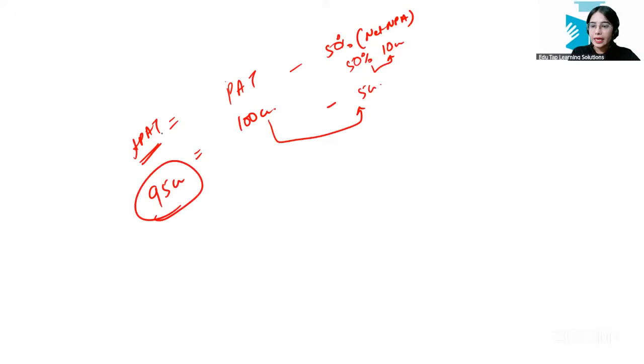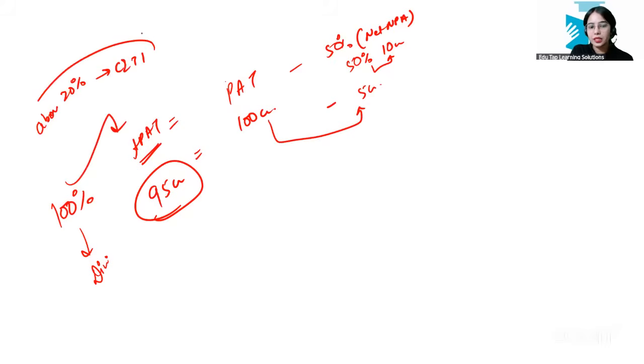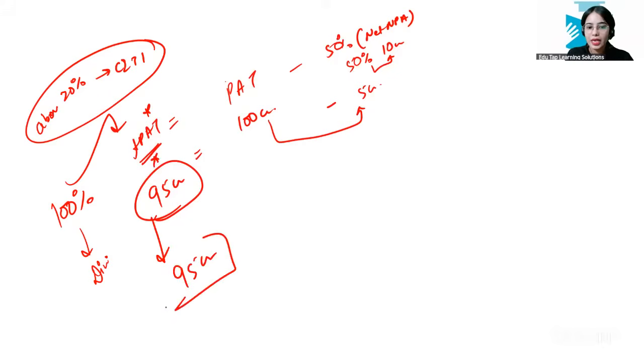Now it is said that the bank can give 100% of the adjusted profit after tax as a dividend. Yes or no? If the bank has above 20% of the common equity tier 1 capital, it is said that 100% of adjusted profit after tax can be given as dividend. That means how much can be given as dividend? 95 crores, because 100% of adjusted profit after tax, that means 95 crore can be given as dividend.